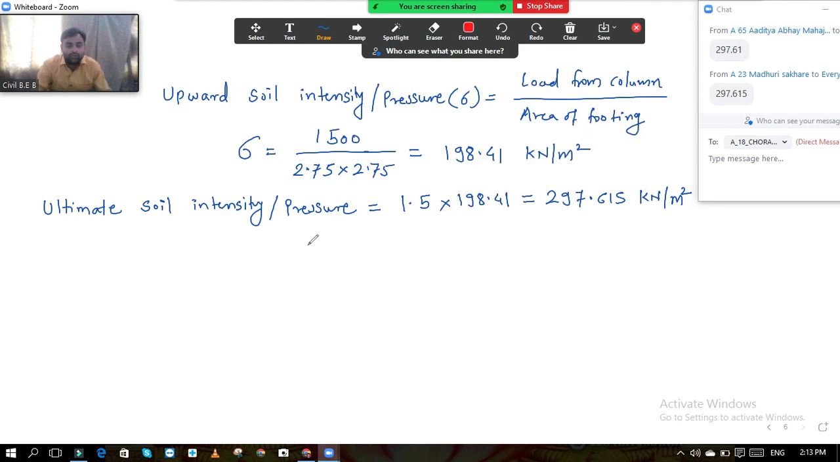So I will give the heading: depth from two-way shear considerations.